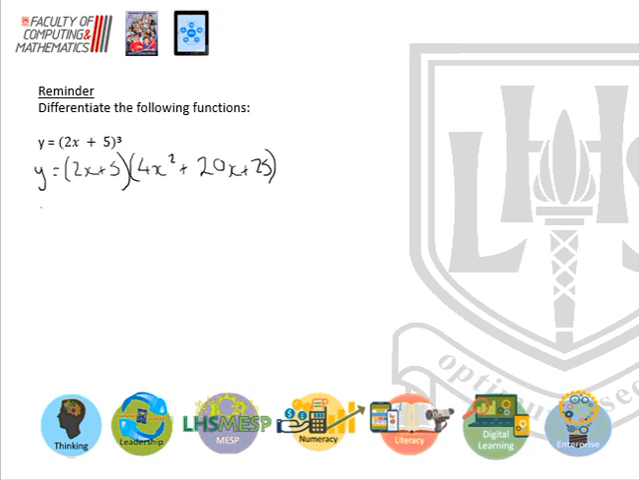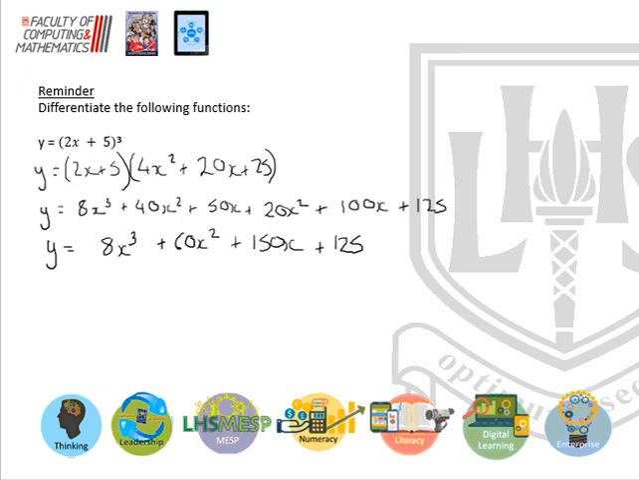And then multiply out that bracket to give you this. So multiplying out, you get 8x cubed plus 60x squared plus 150x plus 125. I just skipped ahead here to save a bit of time on the video. You can now differentiate that, and that gives you 24x squared plus 120x plus 150.